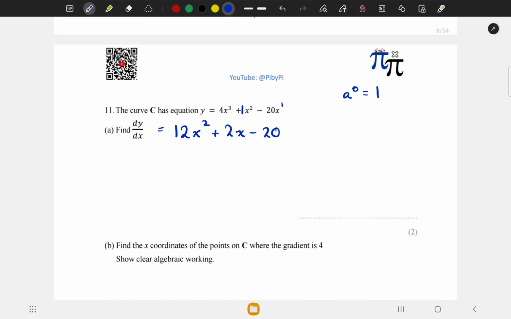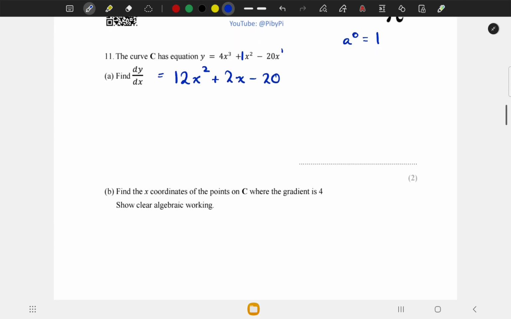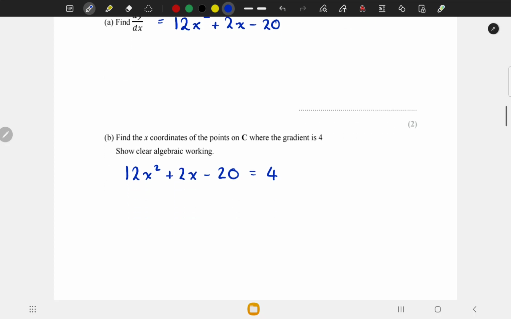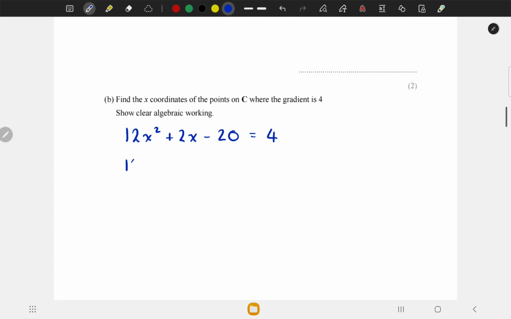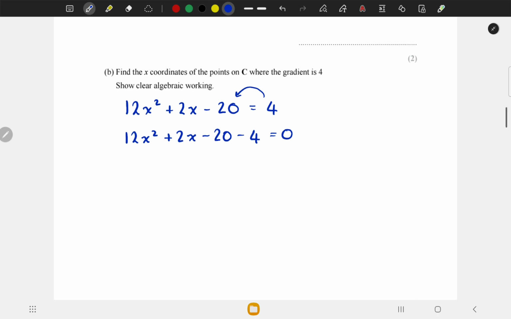The following question, a continuation of what we've just done above: find the x coordinates of the points on C where the gradient is 4. Remember, dy/dx refers to our gradient. So what we're going to do is, whatever we had as our gradient, 12x squared plus 2x minus 20, we're going to be equating it to 4. Now I see we have a quadratic. Remember, whenever we are trying to solve a quadratic equation, it needs to equal 0. So I'm going to take my 4 across onto the other side. I'll have 12x squared plus 2x minus 20 minus 4 is equal to 0.